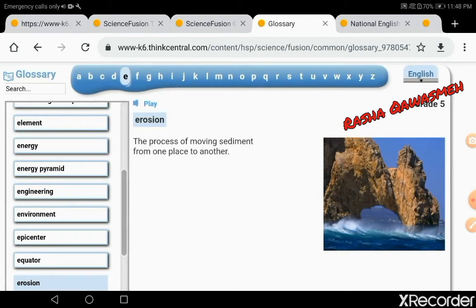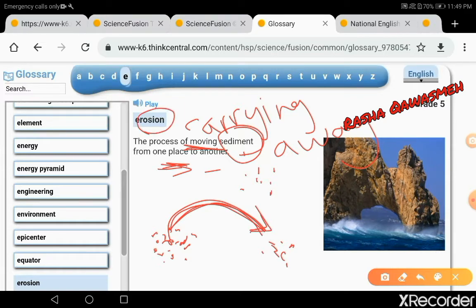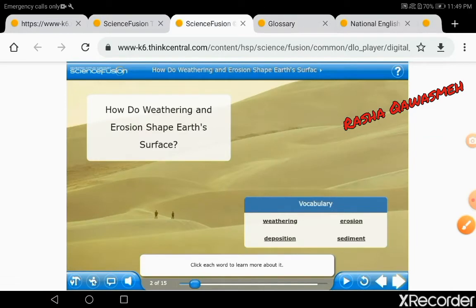Erosion. The process of moving sediment from one place to another. So erosion has a password. The password is moving or carrying. Sediment means pieces. We will see the meaning of sediment. Pieces of rocks, the broken parts. When weathering breaks, it leaves broken parts. Now the broken parts will be moved to another place. This process, moving to another place, is called erosion. Okay? Next.